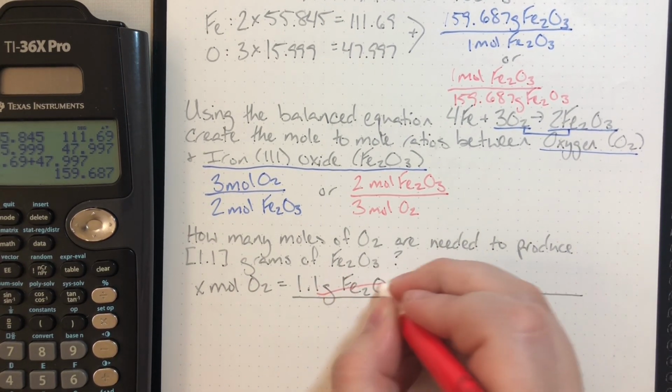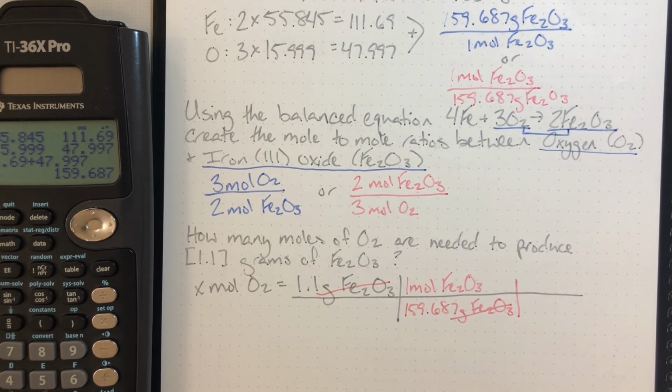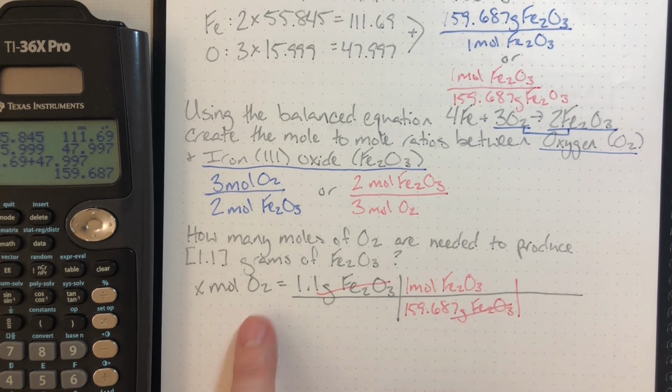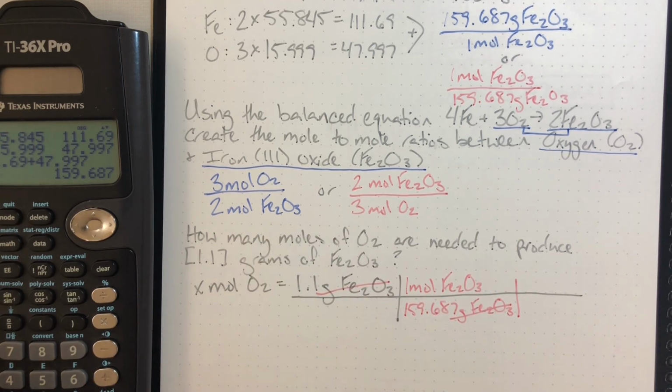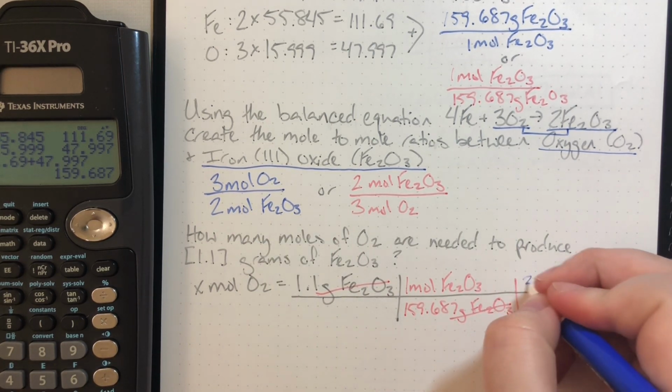Grams of iron 3 oxide will cancel, leaving me with moles of iron 3 oxide. However, this is not the unit that I wanted. I wanted moles of oxygen, so that means I need to use a multimole ratio, which I have already determined in a previous problem, so that is what I will reference. I currently have moles of iron 3 oxide in the numerator, and so I need to choose the version of the conversion factor that has moles of iron 3 oxide in the denominator, such that it will cancel. That is my blue version, so that is what I will plug in.